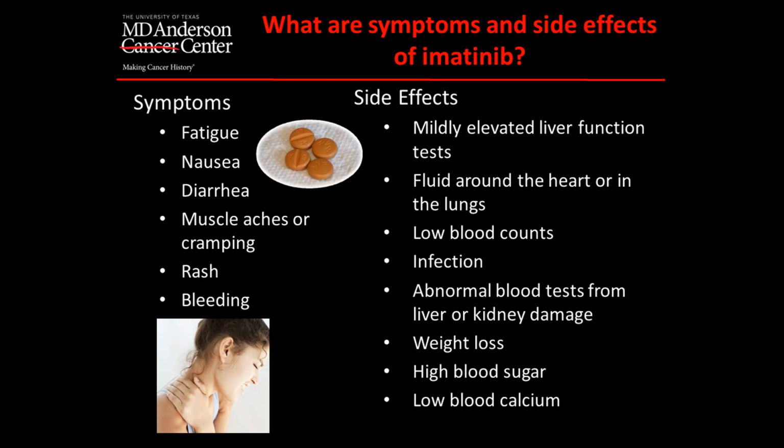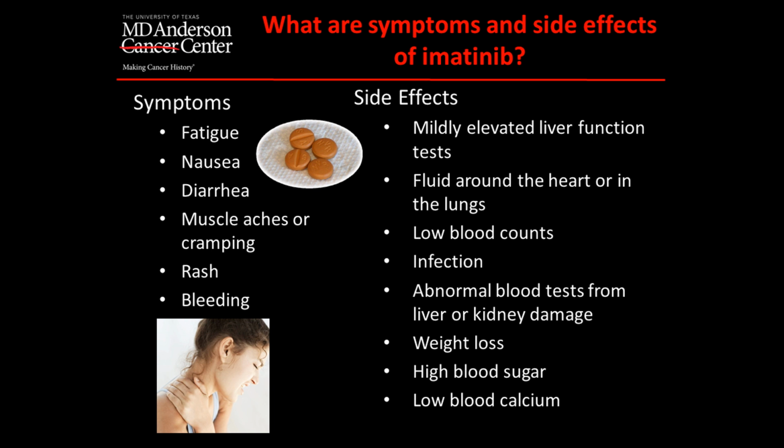So then what were the symptoms and side effects that patients reported when they were on imatinib? Again, these included fatigue. There were some patients, not all, but some, who said their fatigue got worse on imatinib. There was nausea and diarrhea. There were muscle aches or cramping, sometimes a rash, and sometimes they noticed mild levels of bleeding. This usually wasn't anything severe, but they would notice maybe nosebleeds, things like that, or they bruised more easily.